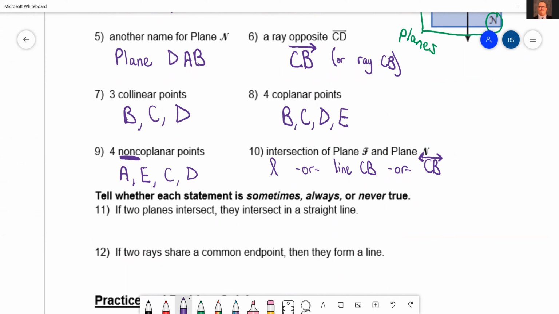Okay. So, last two questions. We have to say whether the statement is sometimes, always, or never true. If two planes intersect, then they intersect in a straight line. Let's try to draw a rough picture of two planes intersecting. Now keep in mind these would go on forever in all directions, but the key here is how do they cross? They cross at a line.